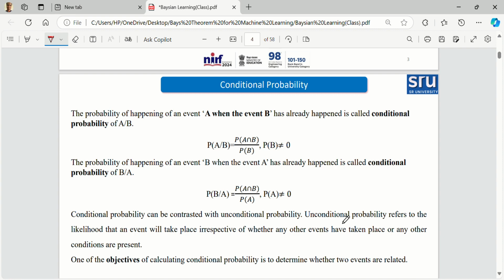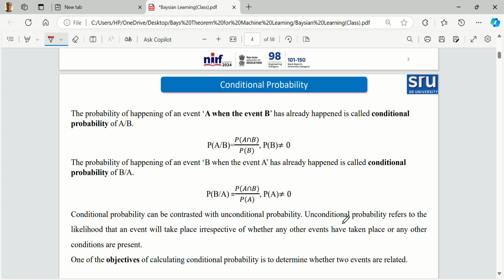In the reverse way, for the probability of B when the event A is already known, it is the same formula: probability of A intersection B divided by probability of A, where probability of A is not equal to 0.